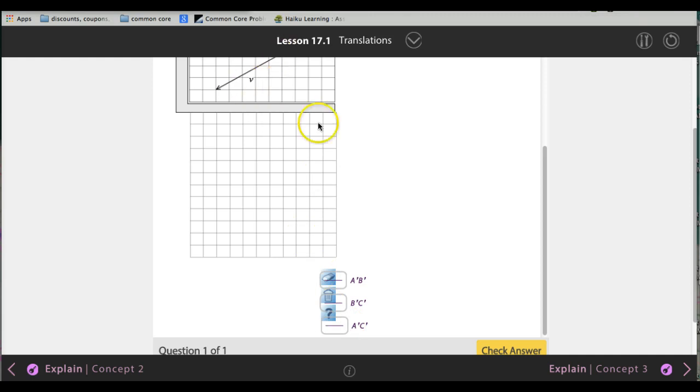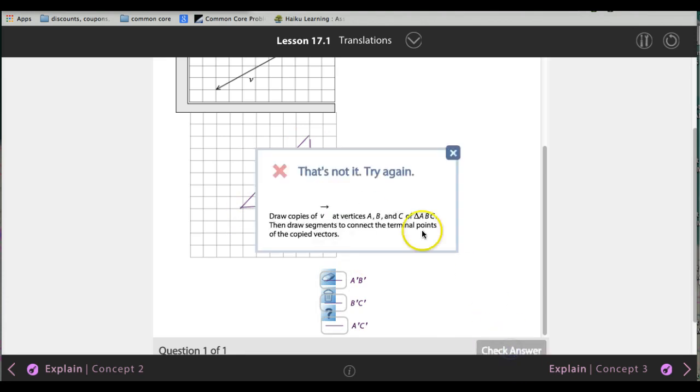I'm not gonna show you the correct answer because I want you to do it yourself, but you see how you can click on this, and then let me see how you're going to do this. You have to go ahead and just draw a line like that, okay? And for this one, draw a line like that. And this one, draw a line like that. Of course, this is the wrong answer. If I click on check answer, it's gonna say that's not it, try again.